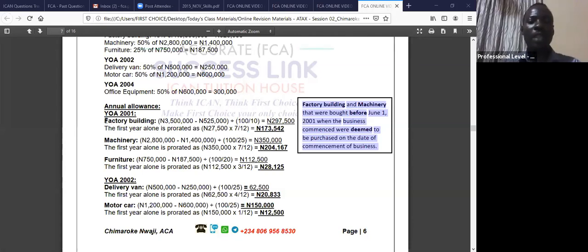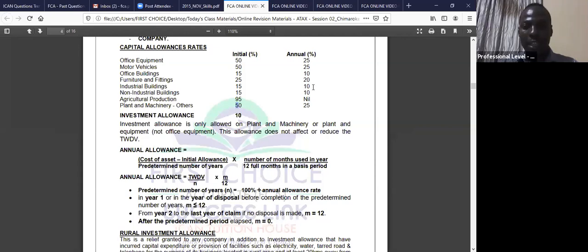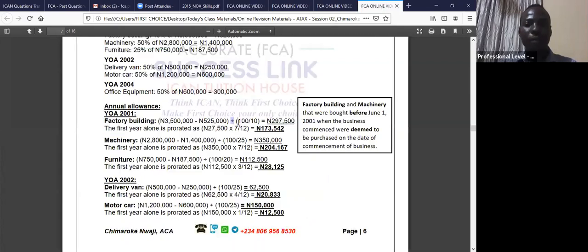So for factory building, annual allowance is what you'll be charging every year. How do we get annual allowance? You have to get the cost of the assets minus your initial allowance. Whatever it gives you, that is your numerator. Your denominator, what we put under the division sign, is the predetermined number of years. And we told you that the predetermined number of years for factory building is how many years? It's going to be 10 here. So we will say 100 divided by 10. That will give you 10 years.